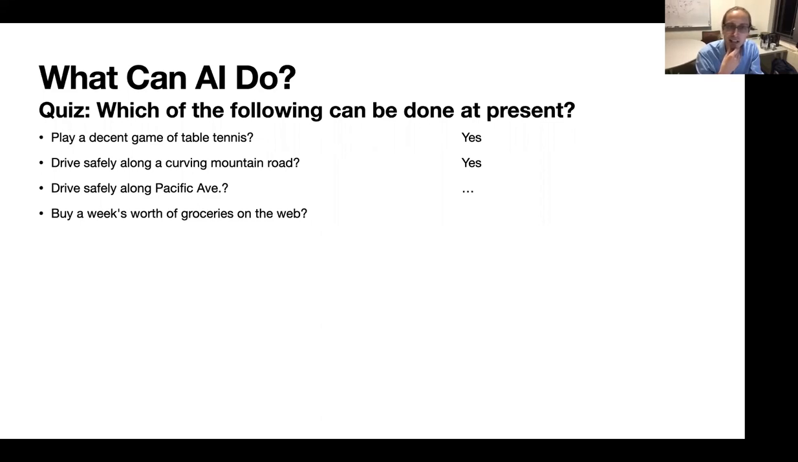How about, can an AI buy a week's worth of groceries on the web? Can an AI do that? Yes or no? I say again, yeses. Yes, it can. This can be done on the web. What about, can an AI buy a week's worth of groceries at Safeway? Like, can it go to Safeway and get your groceries for you? So I see mostly no's.